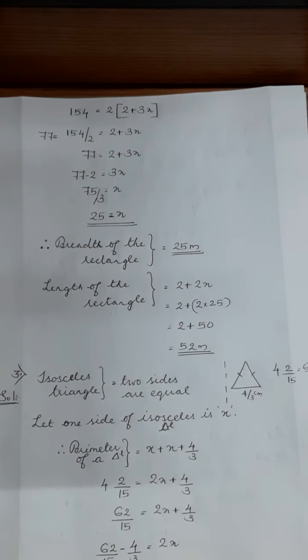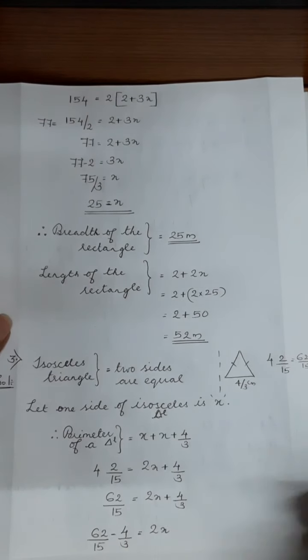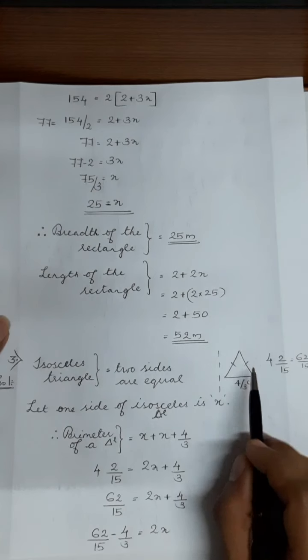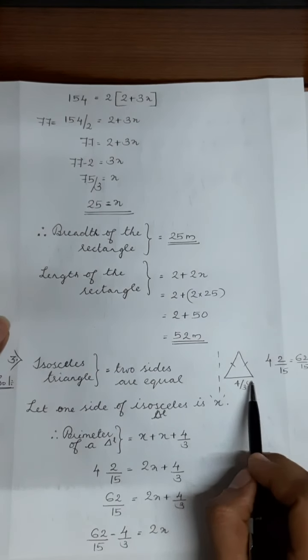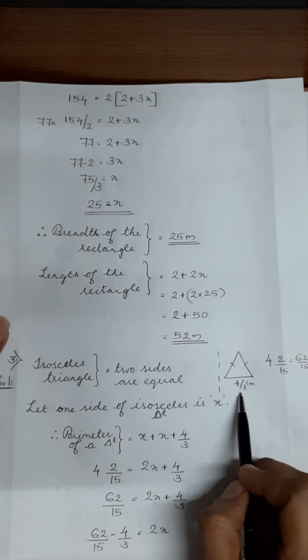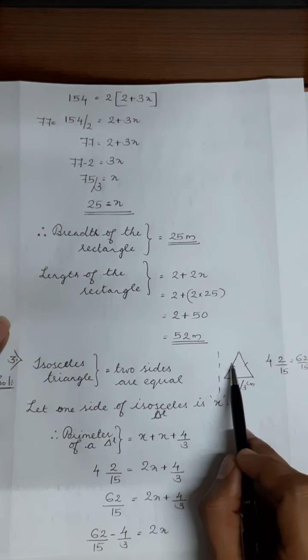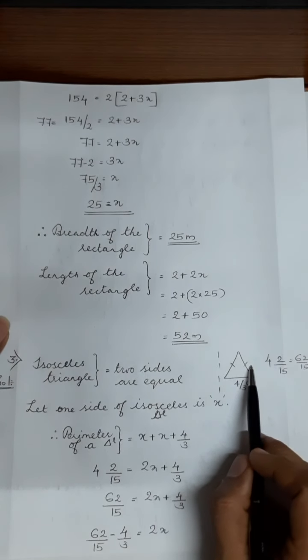the base of an isosceles triangle is 4 by 3 centimeter. The perimeter of the triangle is 4 into 2 by 15 centimeter. What is the length of either of the remaining equal sides? Okay, that means in the case of an isosceles triangle, we know that two sides are equal. And here they have given us the base. And they are asking us to find the length of any one side.